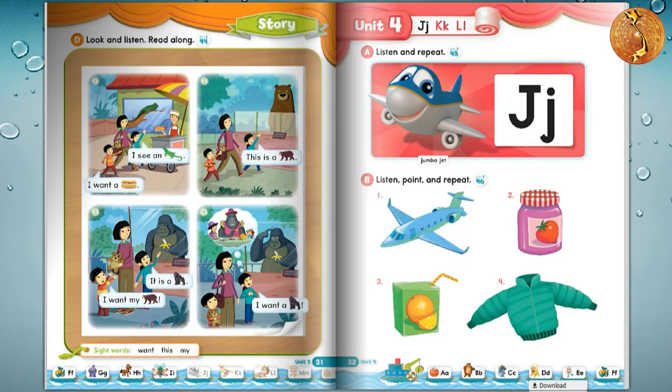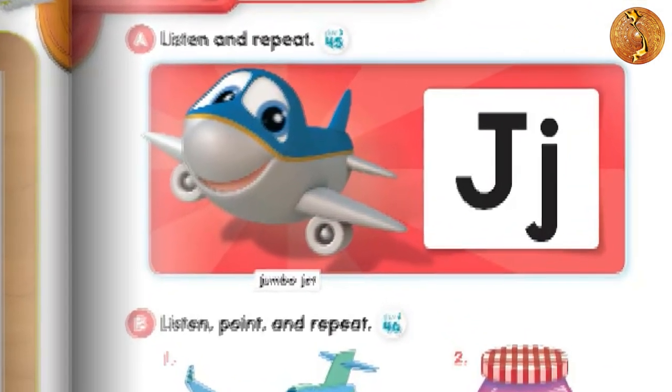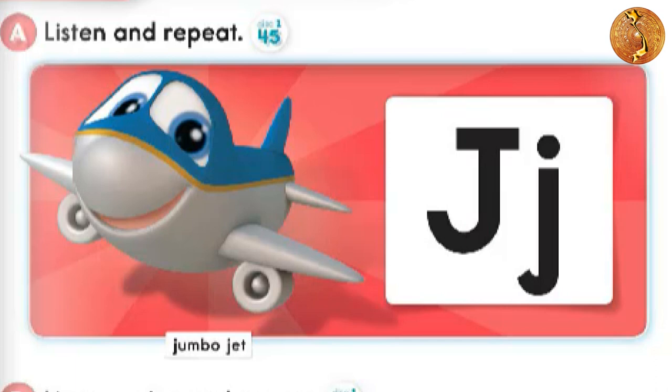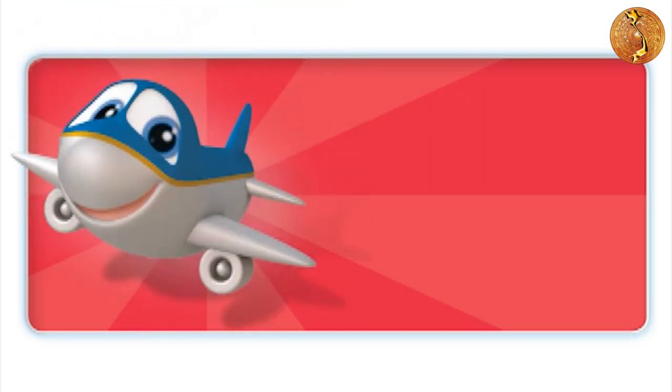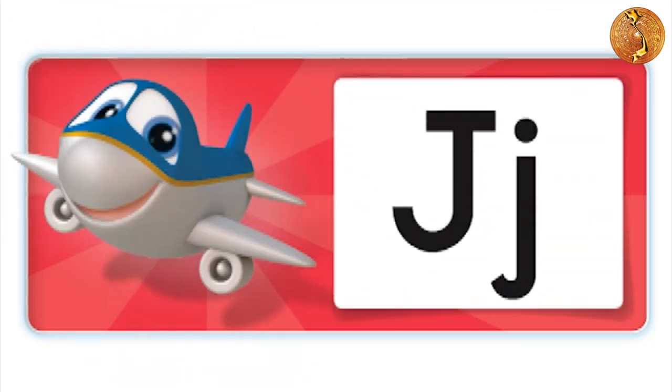Page 32, Unit 4, J, K, L. The letter J. A. Listen and repeat. Hello, I'm a jumbo jet. This is the J sound. This is the letter J.